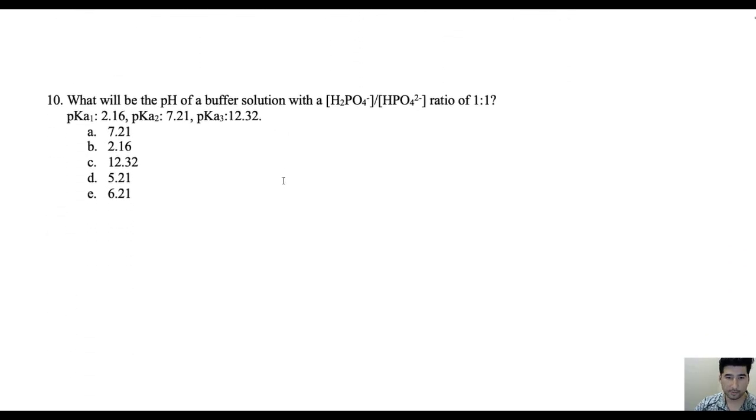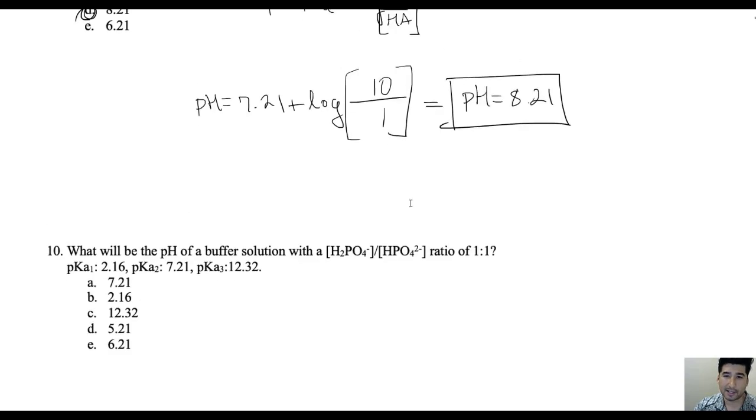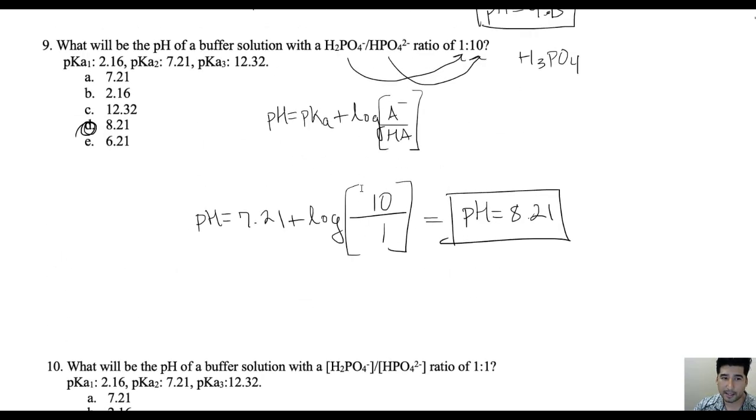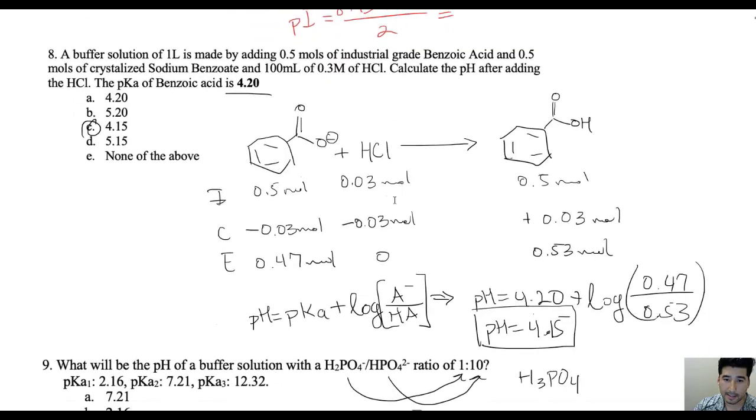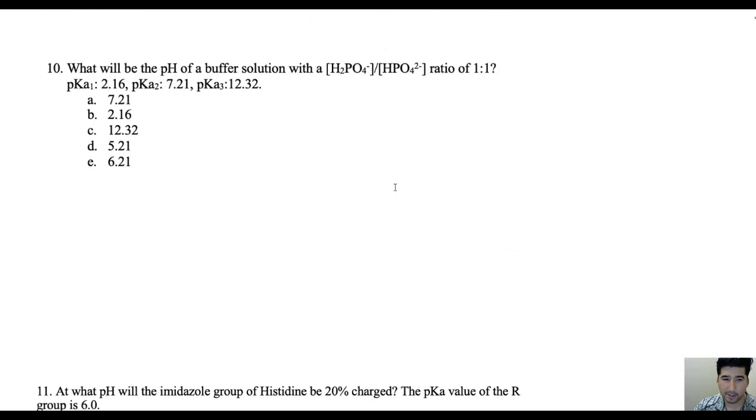Okay, number 10. We're almost there. Hang in there. Alright, what will be the pH of a buffer solution with a phosphoric acid ratio of 1 to 1? So anytime we have a buffer solution, just like how we did in problem number 9 and problem number 8, you're most likely going to want to pull out the Henderson-Hasselbalch equation. That's pH is equal to pKa plus log of A minus over HA.